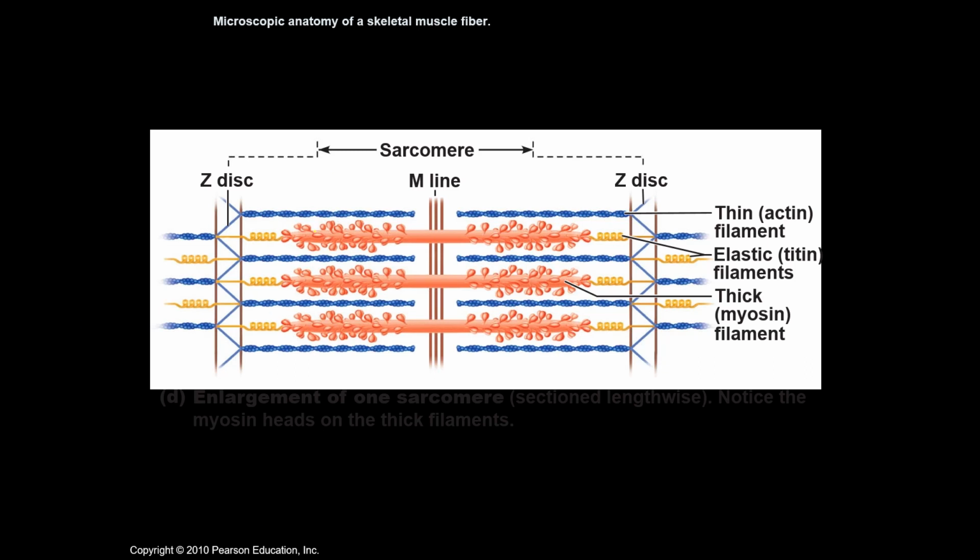So just to make sure you have those again, here to here is the I band. Here all the way across to here is the A band. Here to here is the H zone. And they already have the M line labeled for you guys. Okay.